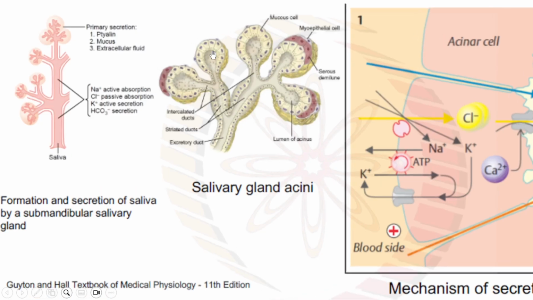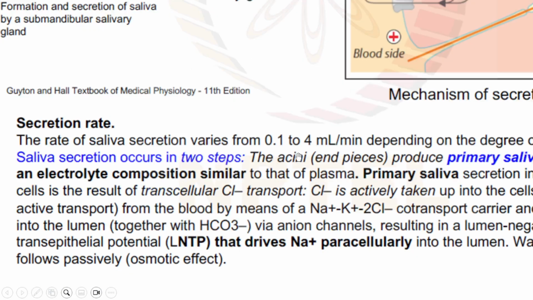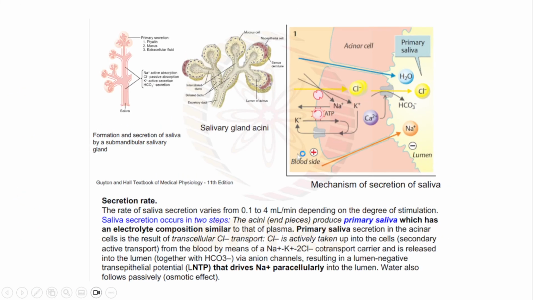So yes, these are the acini, the cells of the salivary gland, and what they do is produce primary saliva, which has an electrolyte composition similar to that of plasma. Primary saliva secretion in the acini cells is the result of transcellular chloride transport. Chloride is actively taken up into the cells from the blood by means of NKCC, the sodium potassium chloride co-transporter.